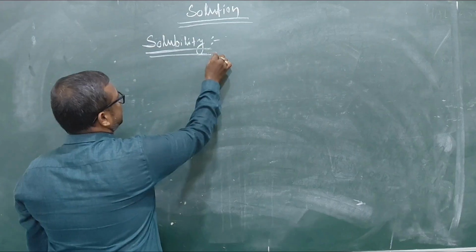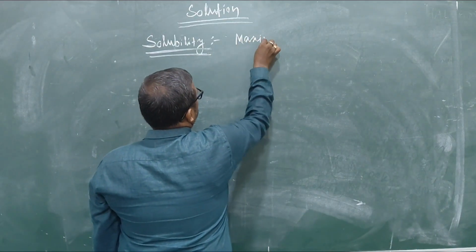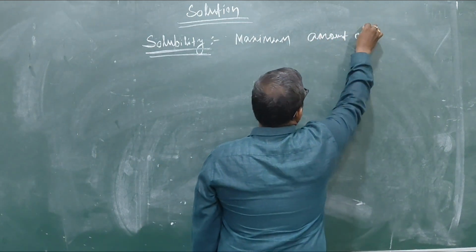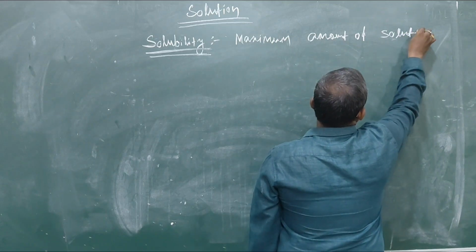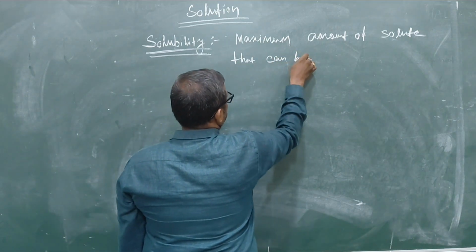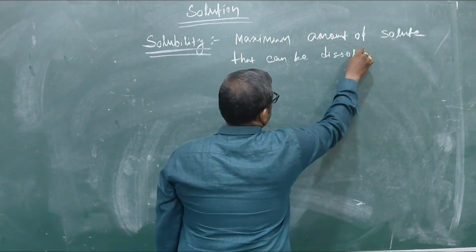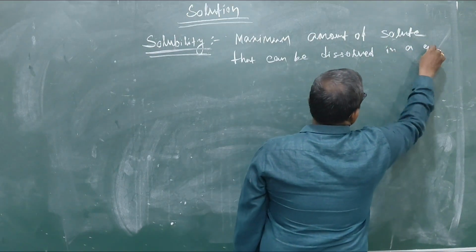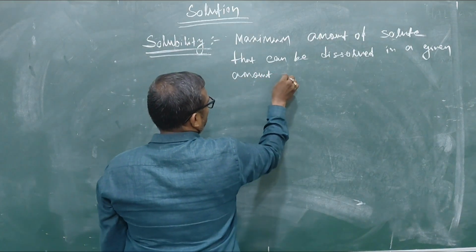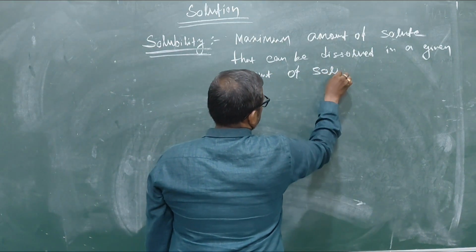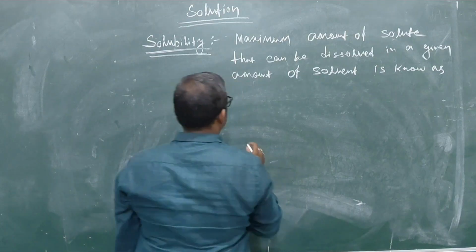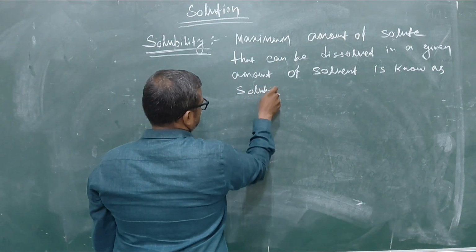So solubility is the maximum amount of solute that can be dissolved in a given amount of solvent is known as solubility.